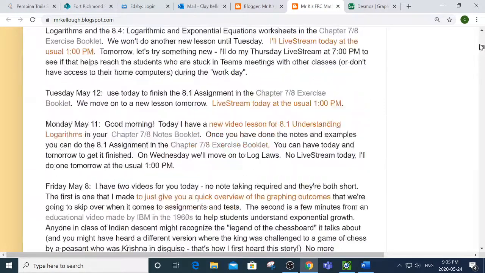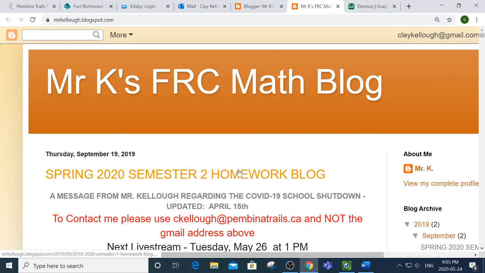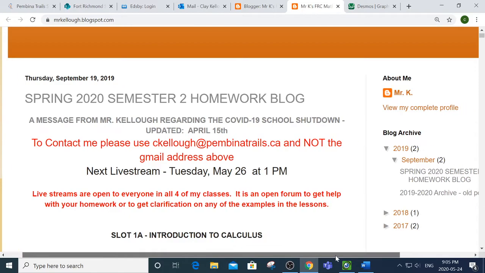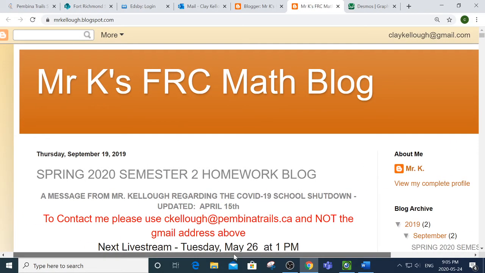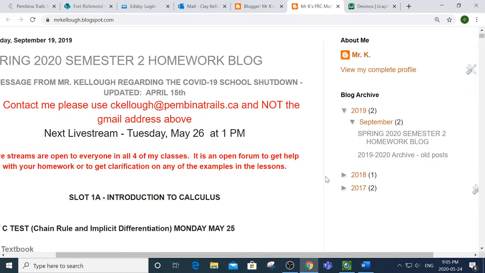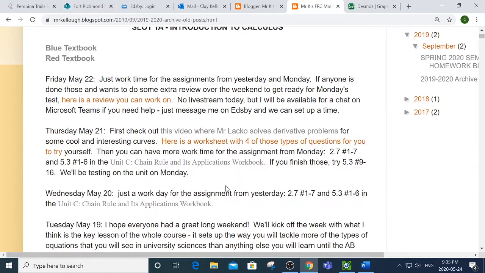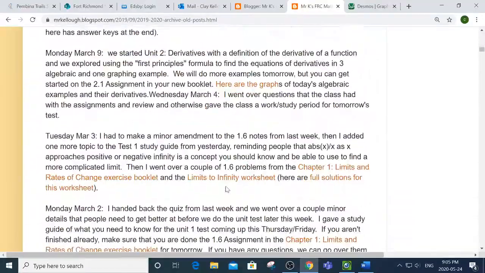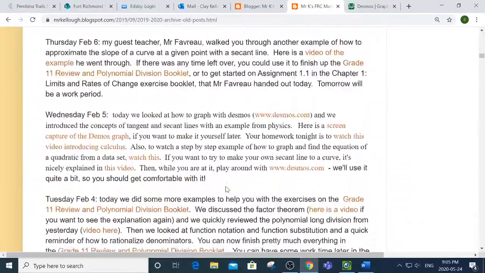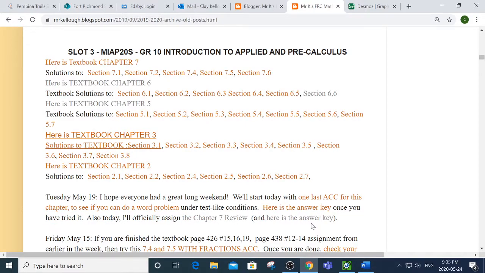Depending on how your browser works, some browsers don't stick the next update of the blog after it. So you can find it if you just look on the right-hand side. Like everybody, when they first go to my blog, it should look like this. You should see the title, Mr. K's FRC Math Blog. And if you look, Blog Archive, right here, Archive Old Posts will take you directly to the old posts. And then you can just scroll down again and find all the stuff that I put from chapters 6 and 7.